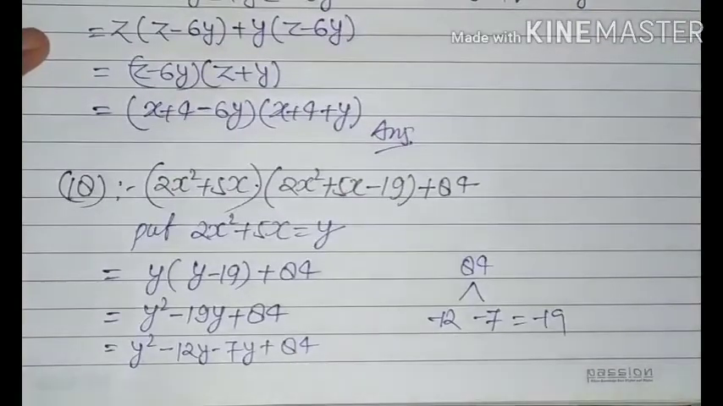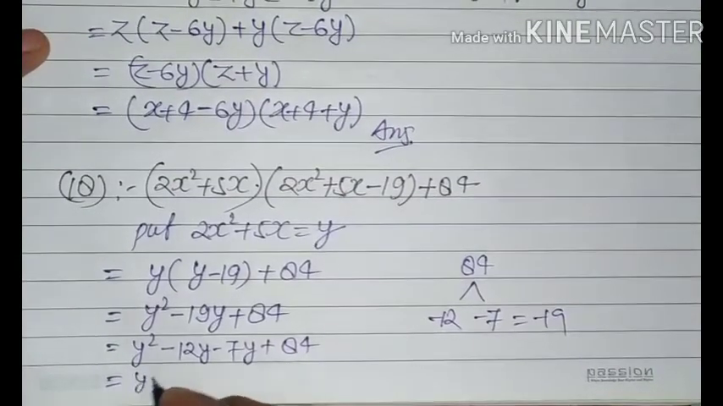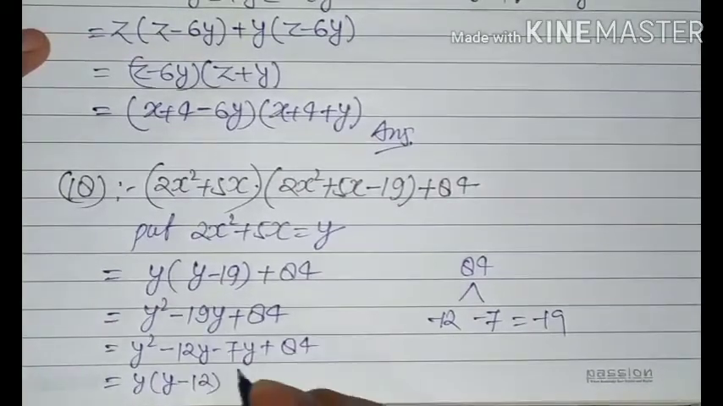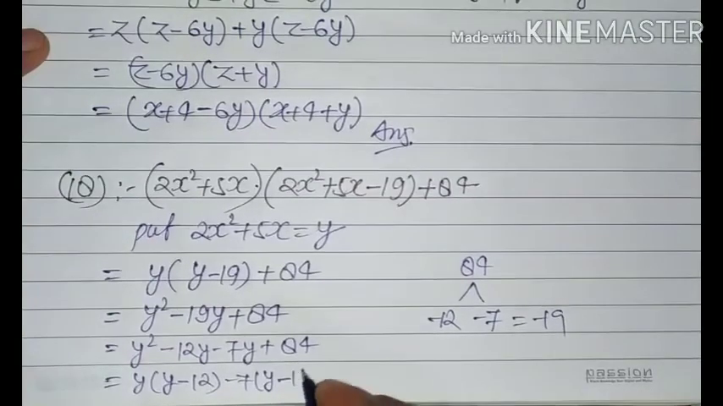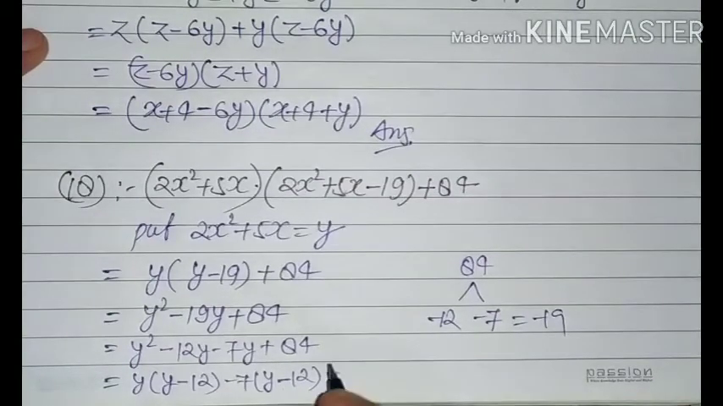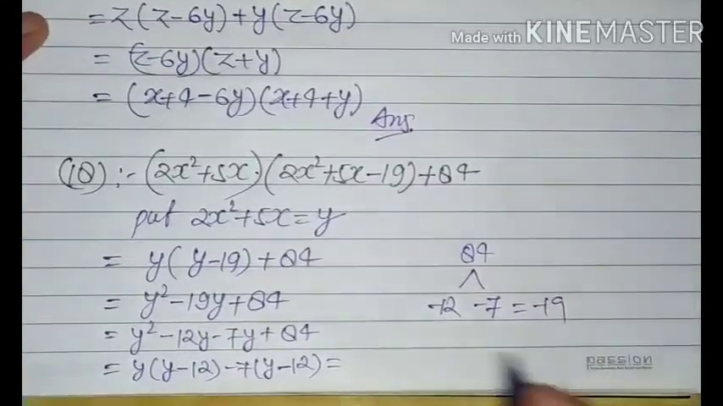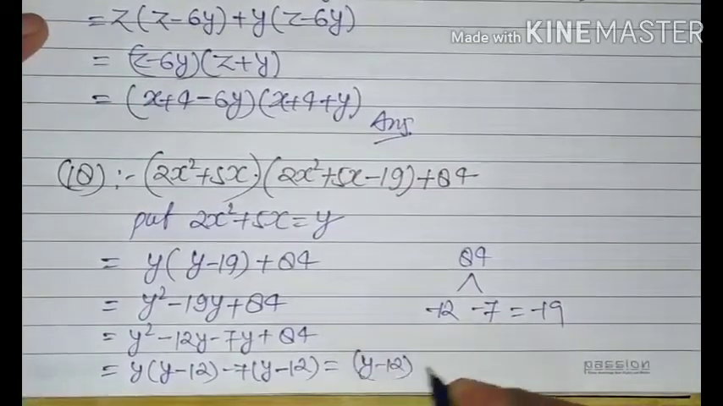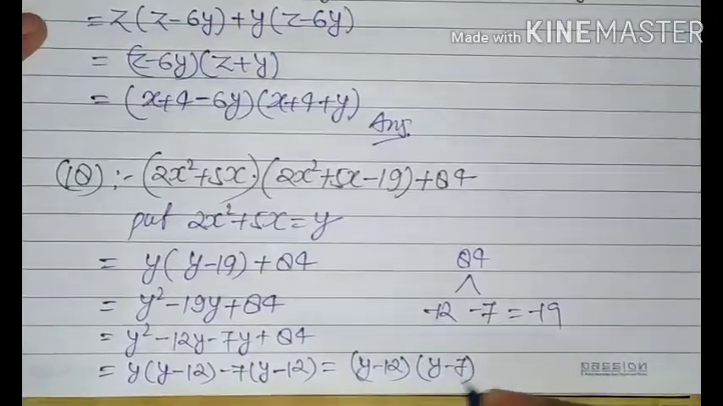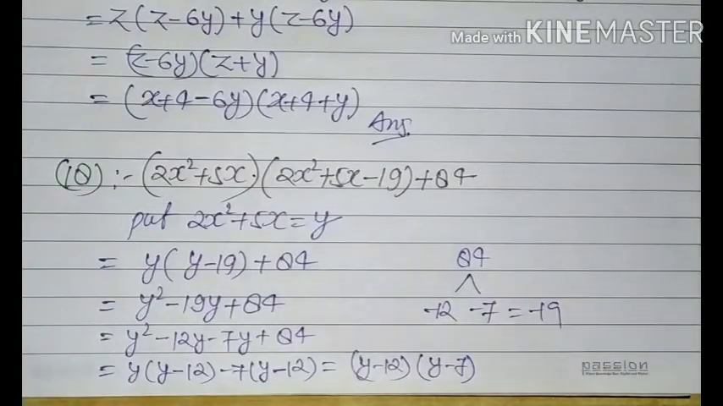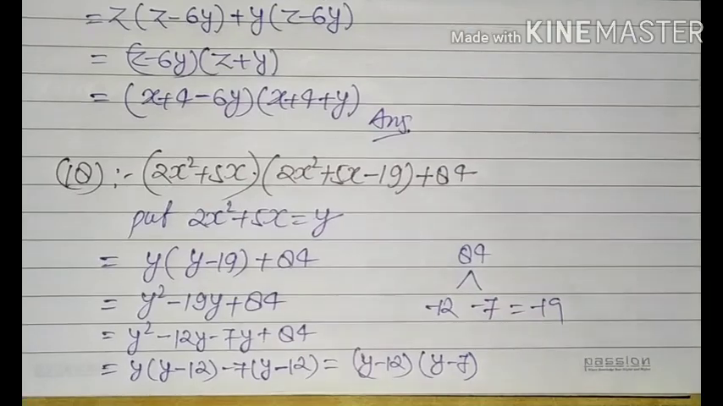Here I'm going to take y as common, then here will be y minus 12. I'm going to take minus 7 as common, then here will be minus 7 and y minus 12. Again take y minus 12 as common, then it will become y minus 12 and y minus 7. This is the factorization of the given quantity, but here the factorization is in terms of y, and the given question is in terms of x. Then we have to put the value of x and we will get the correct answer.